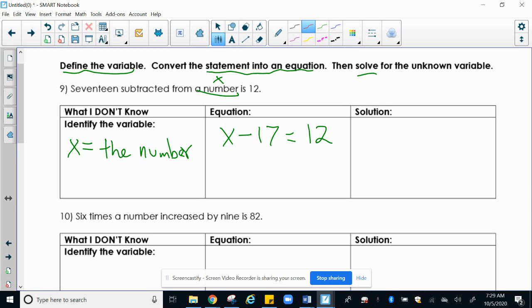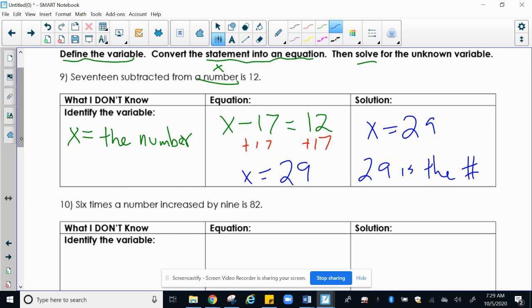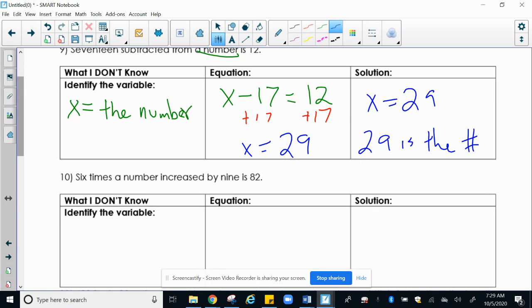Okay, and now this is just a quick solving one in order to get our solution. Notice this is an equation that we can solve for X. So X minus 17. Well, to undo that, we would add 17 on both sides. So 12 plus 17, 29. Okay, so x equals 29, or you could say 29 is the number. I'm just writing that because later on when we do our real world context problems, we're going to have to communicate our answers at the end. This one is more straightforward because x just represented a number.